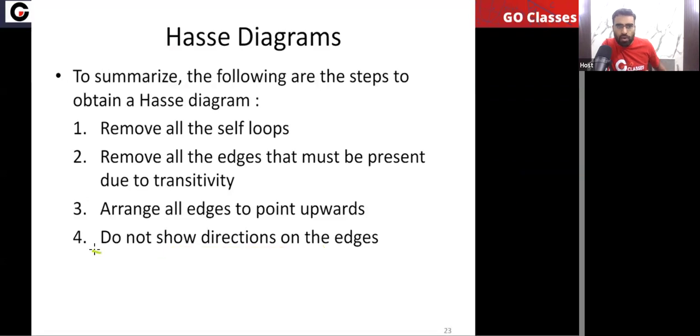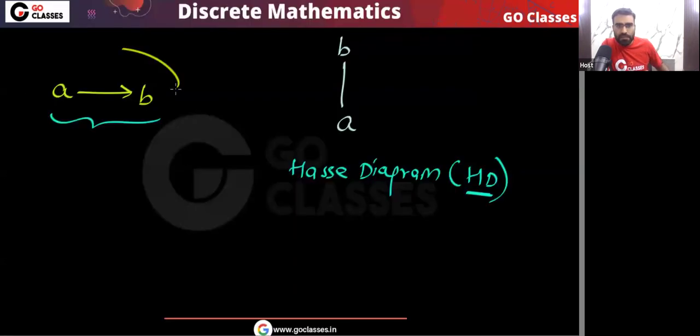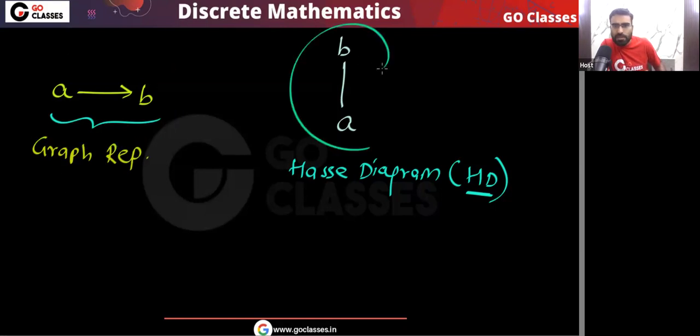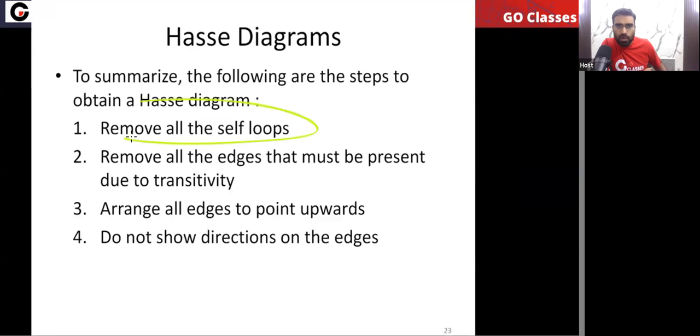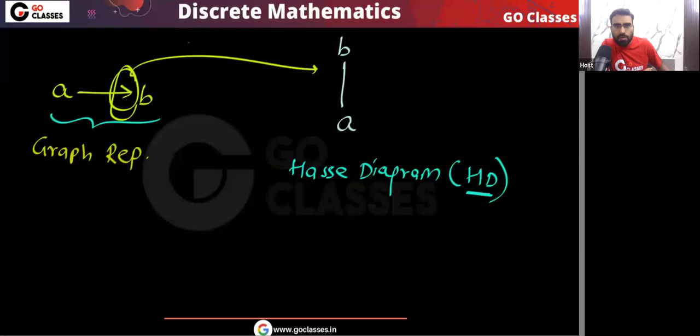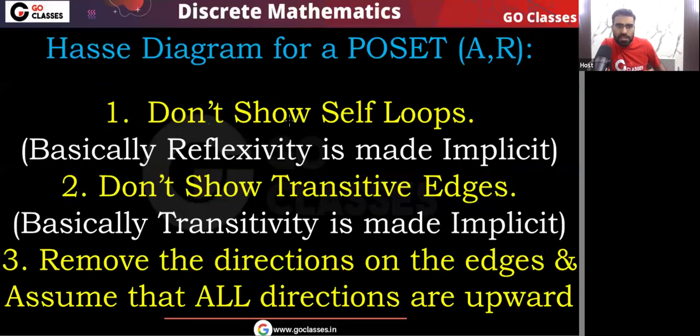Okay, don't show the direction on edges. So very simple point, if you have this edge in the graph representation, this is the simple graph representation, right? If you have this edge, then very simple, you can do like this. And what else will you do in the hash diagram? Don't show the self loop. So remove all the self loops, remove all the transitive edges, arrange all the edges to point in the upward direction, and remove this direction. Okay, this arrow, remove this arrow. So very simple point. This is how you can create the hash diagram.